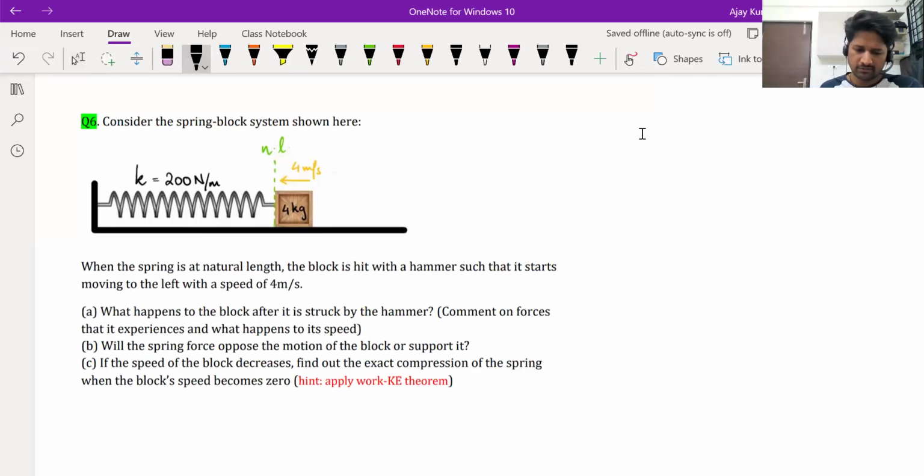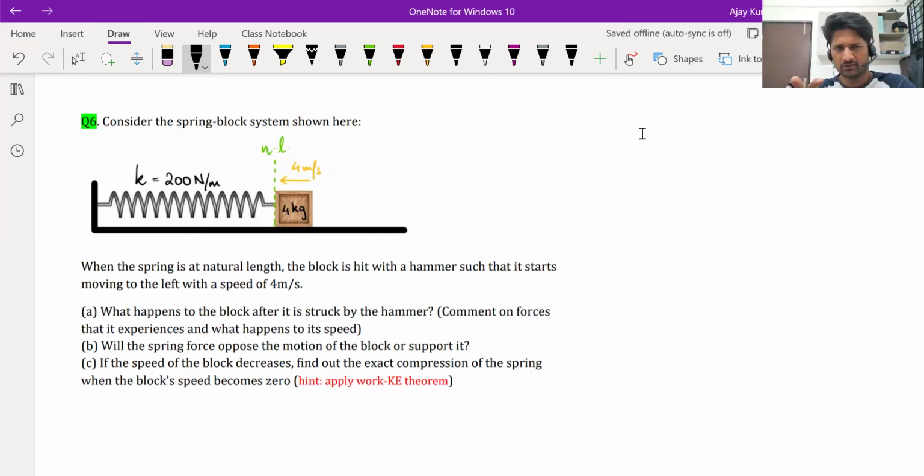So this is one of the questions given in your worksheet. Spring constant is given 200 Newton per meter. It's a 4 kg block. Now, when the spring is at natural length, the block is hit with a hammer such that it starts moving to the left with a speed of 4 meters per second.